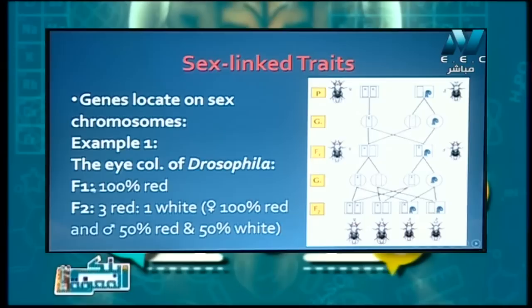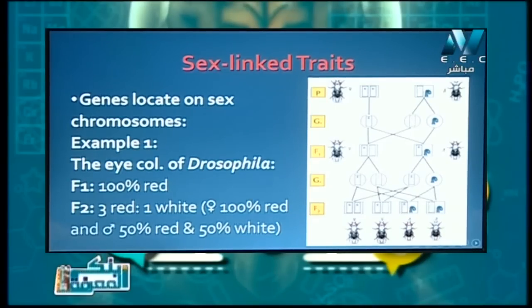But the females are all red-eyed. Some of them are pure and some of them are hybrid. So all of them, 100%, are red for the female. But what about the male? 50% red and 50% white, because one of them carries one capital R, the dominant gene, and the other one carries the recessive gene.